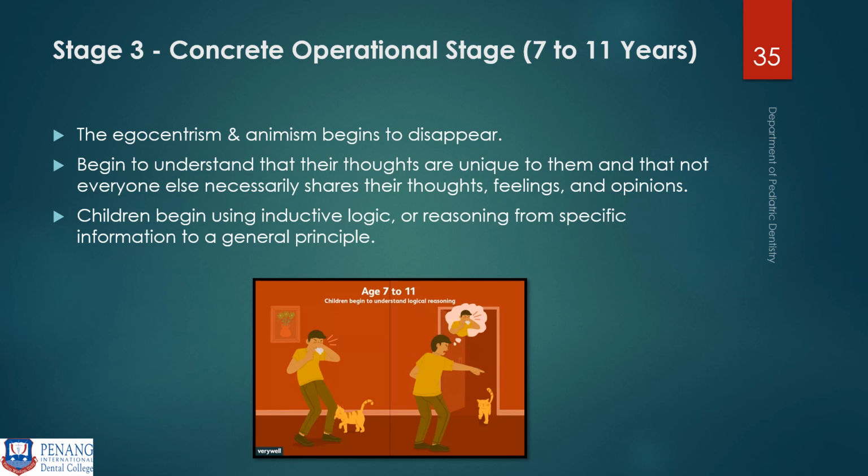And this is the stage when the children will begin to use inductive logic and reasoning, working from specific information to a general principle. Like I've shown you in the picture, that the cat gives the child allergy. So the child will understand the cat is giving me allergy from the fur. So he will not want the cat anymore. So he's now doing inductive logic reasoning of his allergy. So this kind of reasoning develops for such children.